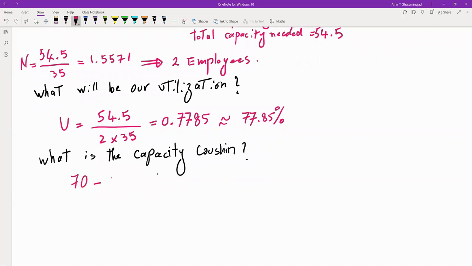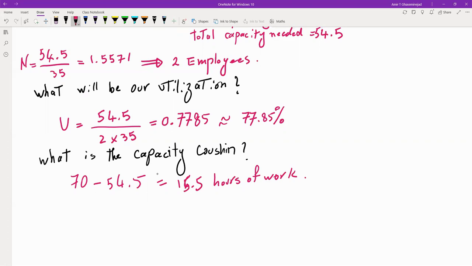70 minus 54.5, which is whatever it is, it would be 15.5, right? Hours of work. So if something happens, if one of the employees has a sickness within this margin, we will still be able to finish what we want to do during that week.